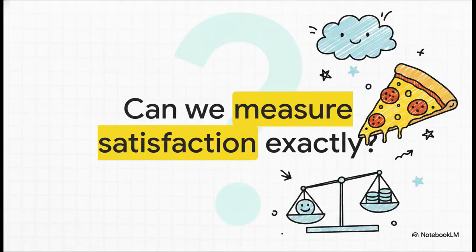Let's kick things off with a seemingly simple question that actually stumped early economists for years. Can we attach a strict numerical value to human happiness? Like, imagine eating a fresh slice of pizza. Can you honestly say it gave you exactly 15 units of joy?